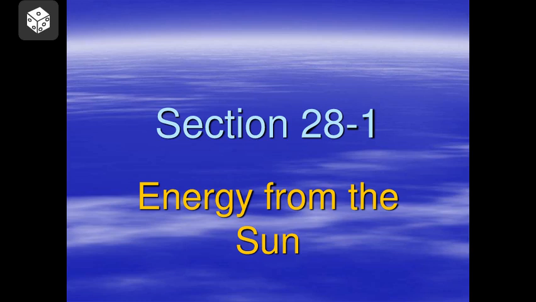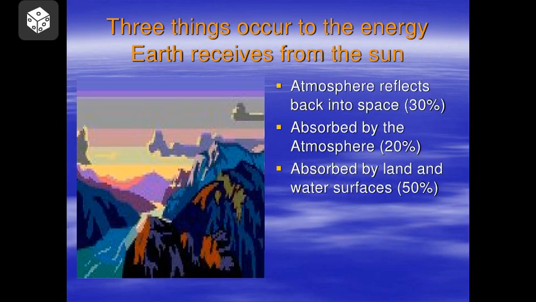How does it heat up the earth? How does it affect the earth? Well, there are basically three things that happen to the energy Earth gets from the sun. About 30% of all the total energy is reflected right back into space. It never even reaches the ground. It basically bounces off some of the upper atmosphere, some of the upper clouds, and again, it doesn't even reach the surface. About 20% is absorbed by the upper atmosphere, the gases that are higher in the atmosphere.